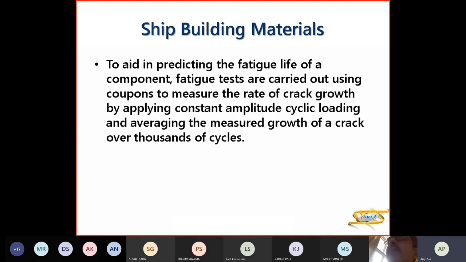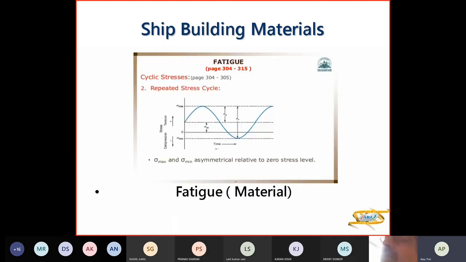And they measure the rate of crack growth by applying constant amplitude cyclic loading and averaging the measured growth of a crack over thousands of cycles to know how much the fatigue has set in the material. So this is the number of cycles, and suppose this is the fatigue limit. So you can do n number of cycles here, but if you cross the limit, then your life becomes reduced because you have crossed the fatigue limit.